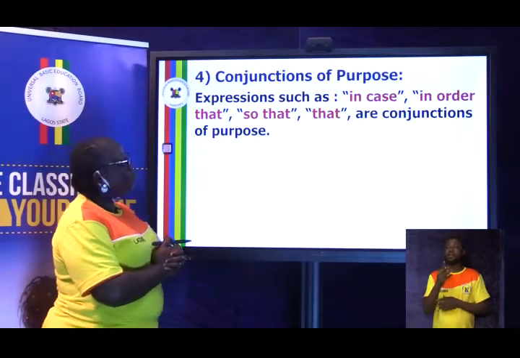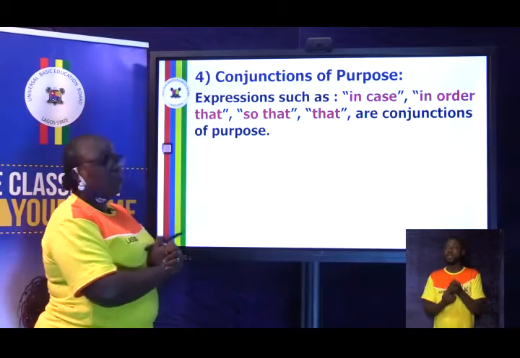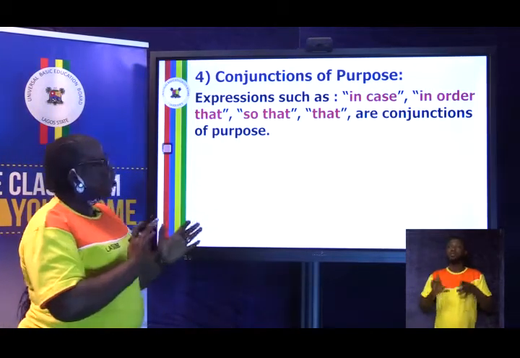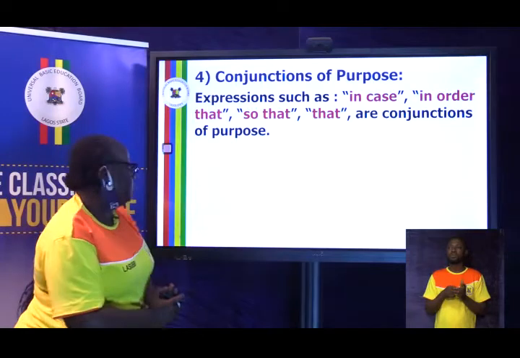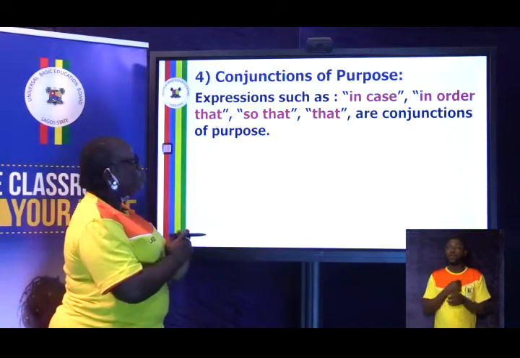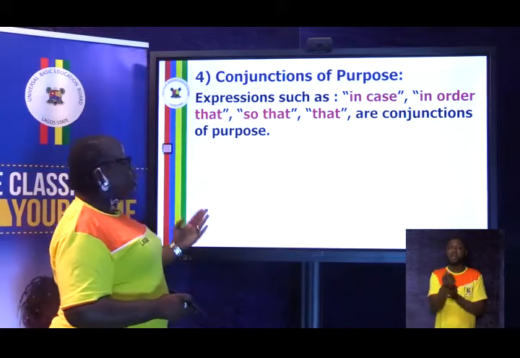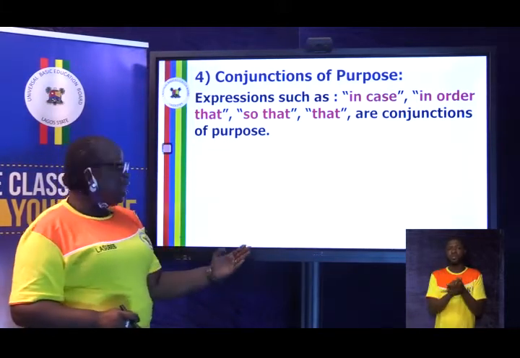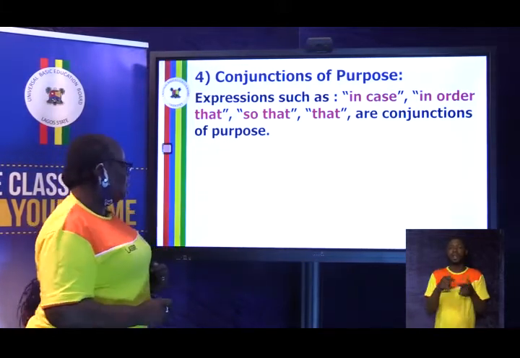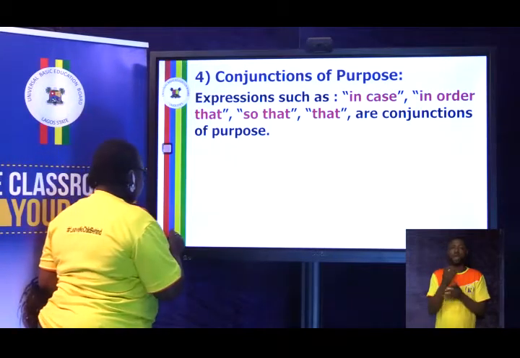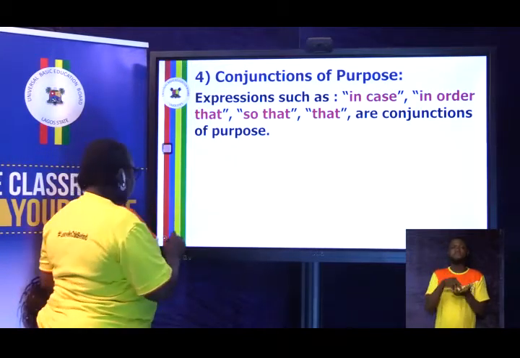The fourth type of conjunction under subordinate conjunction is conjunction of purpose. And under this, we use expressions like in case, in order that, so that, and that. Let's look at examples of conjunctions of purpose.